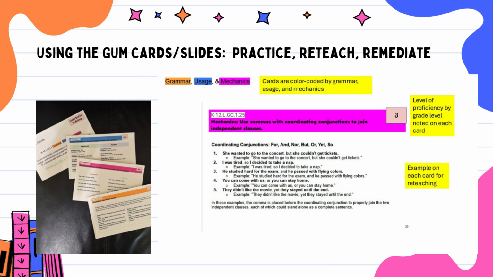The structure matters here. It keeps this standards focused, okay? We're not just saying, let's review commas. We're saying, here's the specific GUM skill. Here's where it lives in the grade level progression. And here's an example that you can use for practice. So this helps teachers, but this also helps students. These should be seen by students. These are not for teachers exactly. These are for students to see. And they will see the standard there and the proficiency level.